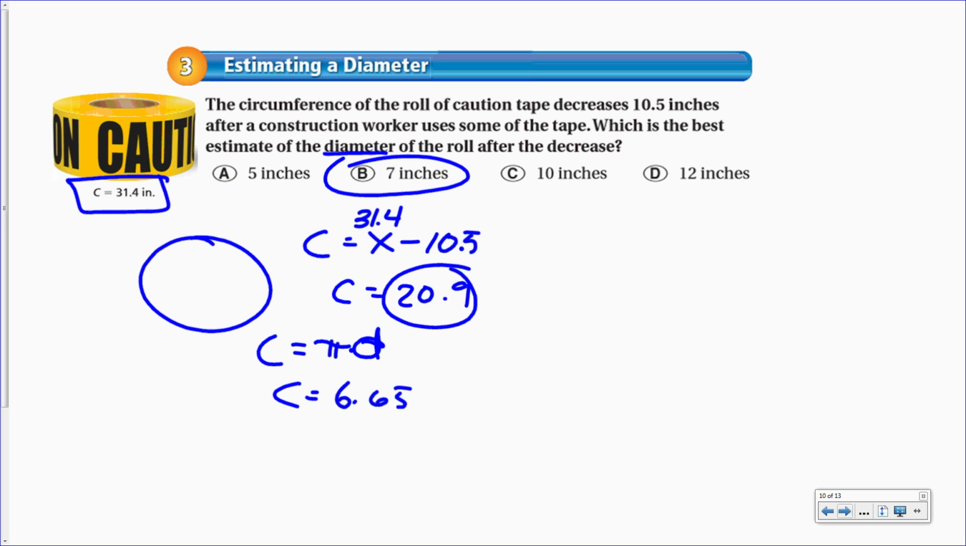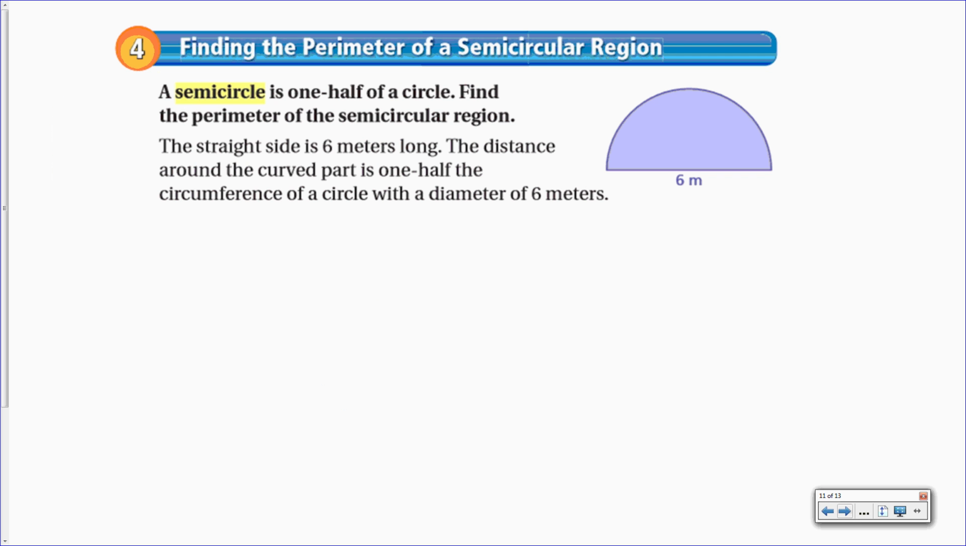So there are a lot of things you can do with circumference once you know it. You can use a lot of applications. Now we need to look at one other possibility here, and that is semicircles. This will be the last thing on your notes for today. A semicircle is 1/2 of a circle. So it says find the perimeter of the semicircular region.